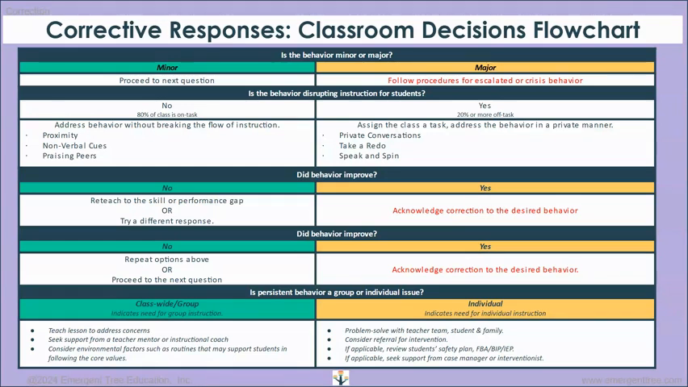and then come back and address, okay, I appreciate that you have improved your behavior. So you want to acknowledge correction to the desired behavior. So make sure that you're saying, yeah, I appreciate that you have improved. And then, of course, if it continues to escalate, you're going to need to involve admin, possible referrals, and then as it escalates, further steps might need to be taken.